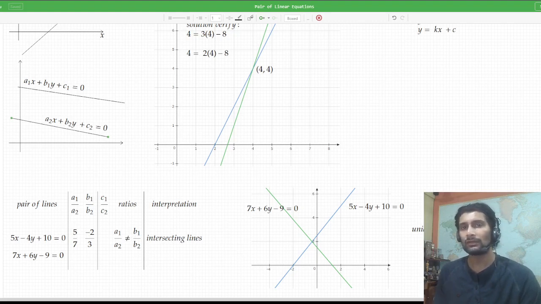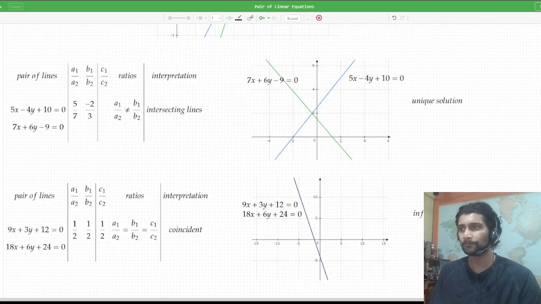Every time, we find ratios between a1 and a2, b1 and b2, and c1 and c2. That is the coefficient ratios of the variables x, y and your constant c. When we plot this, we find out that it intersects at a certain point. So this tells you that these two linear equations, this pair of linear equations, have a unique solution.